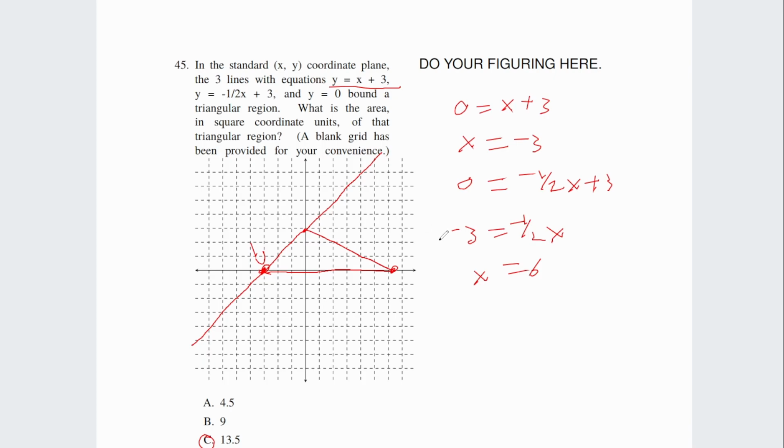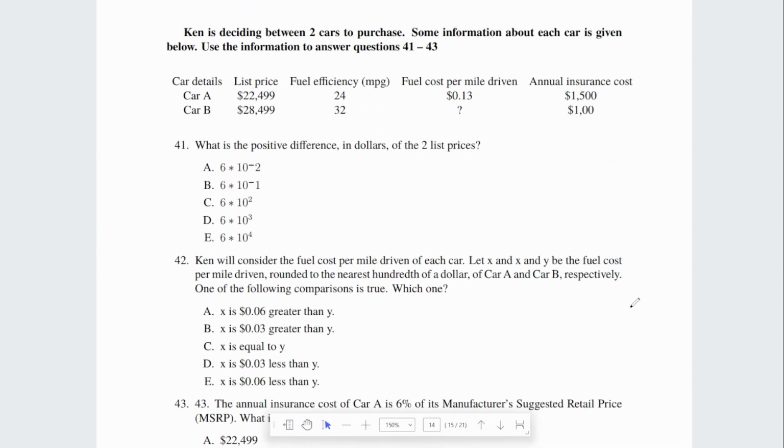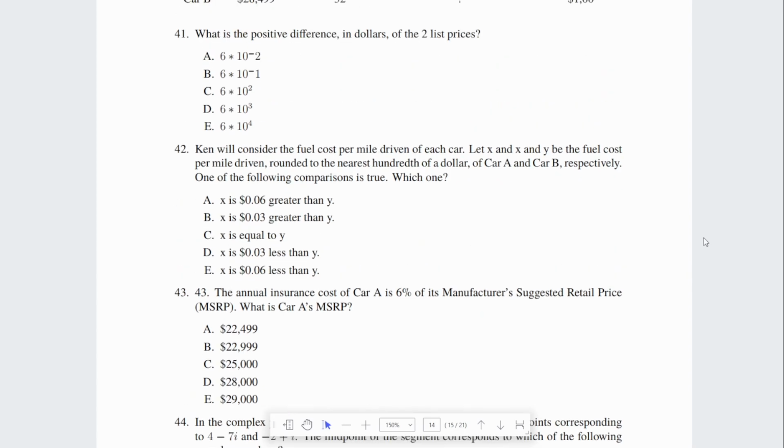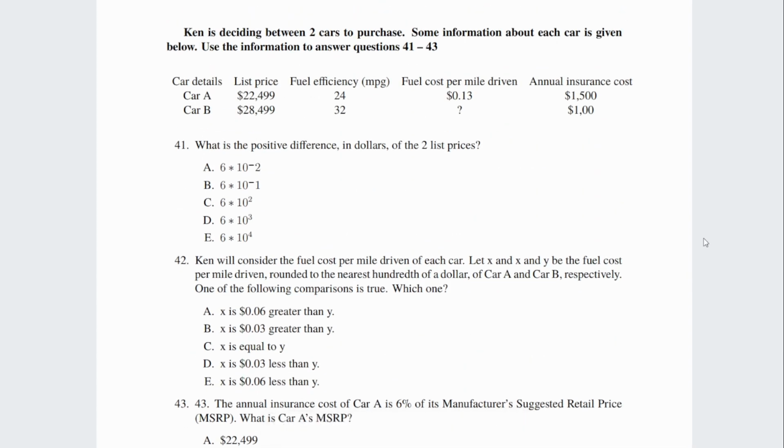So let's move on to questions 41 through 43, which was this very difficult, well, maybe not difficult, but very involved set of questions, which has some information presented in front of it, right? This is one of the few times in the math section when you do have multiple questions having to do with each other. Ken is deciding between 2 cars to purchase. Some information about each car is given below. Use the information to answer questions 41 through 43.